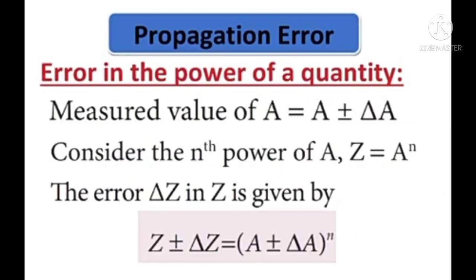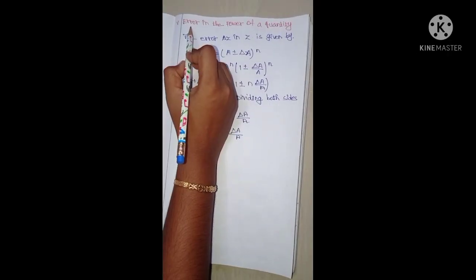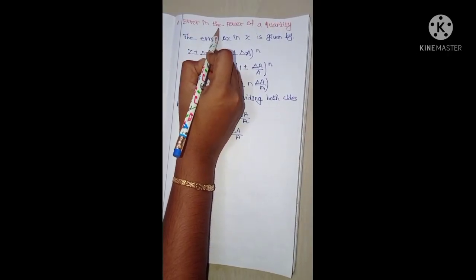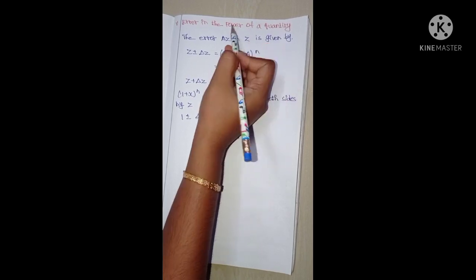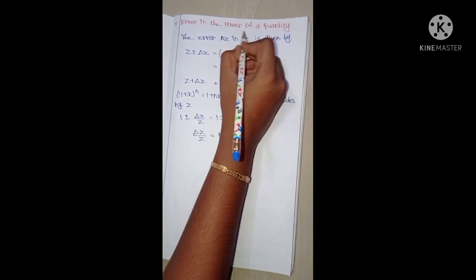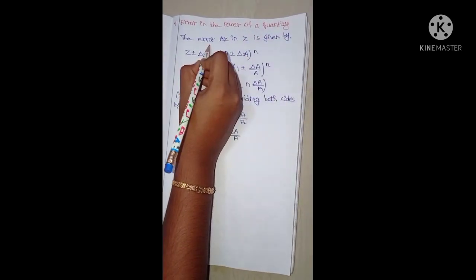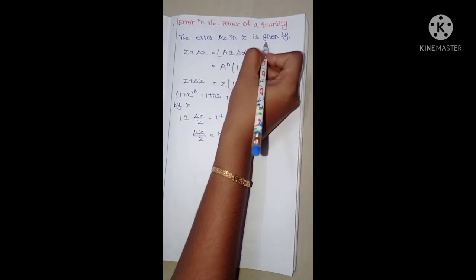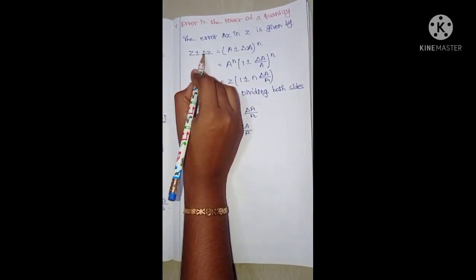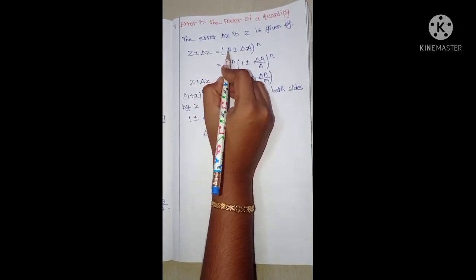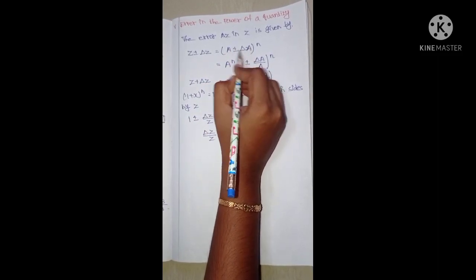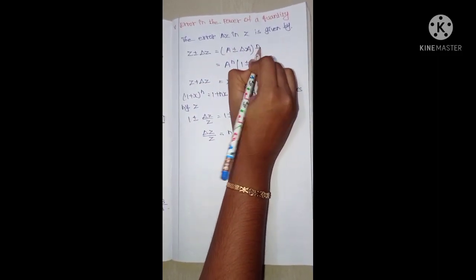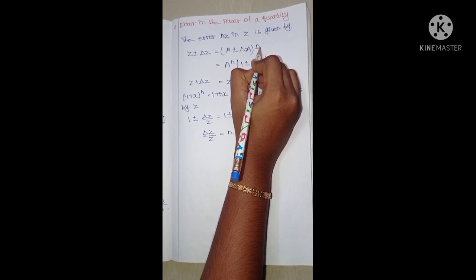The next one is error in the power of a quantity. So, z is considered as a power n. Derivation for error in the power of a quantity. Power is anything above a number is called power. The error del z in z is given by z plus or minus del z equal to a plus or minus del a, the whole power n. This whole power n denotes the power of a quantity.